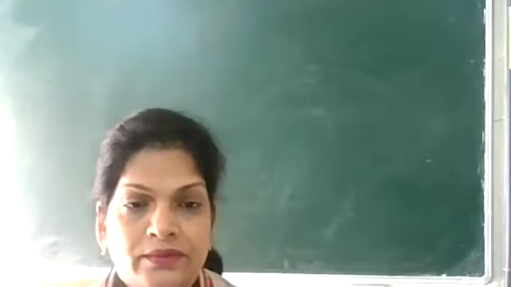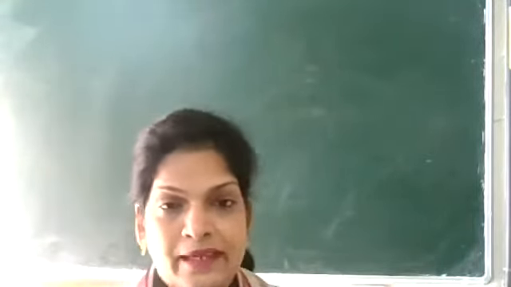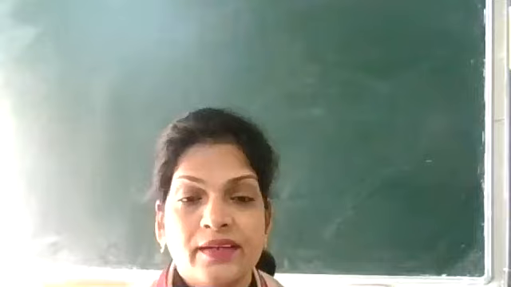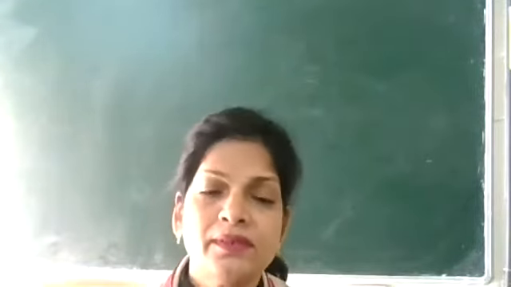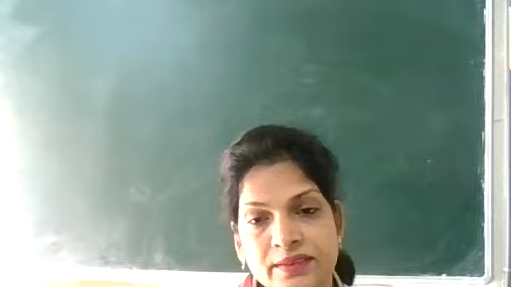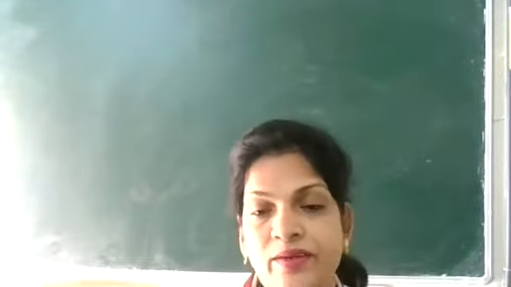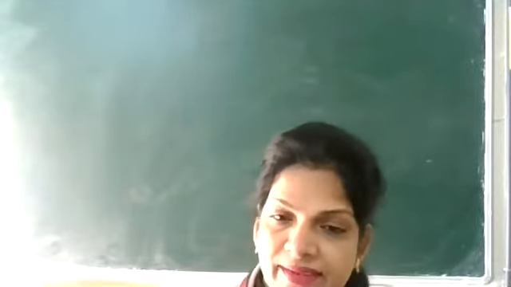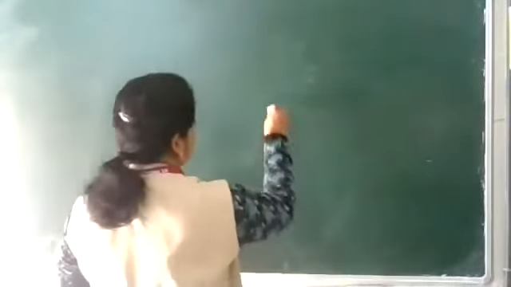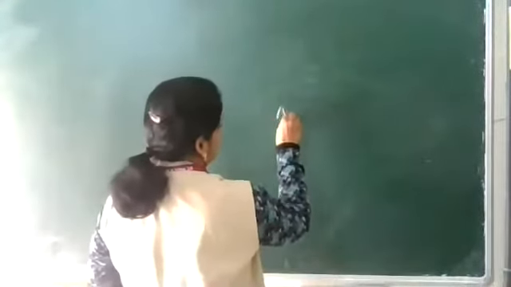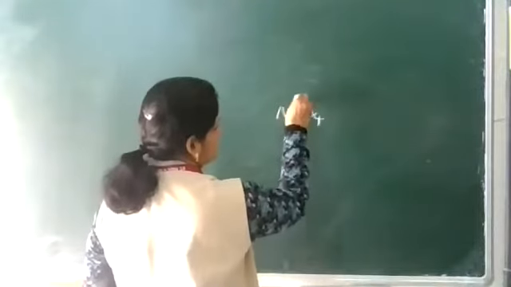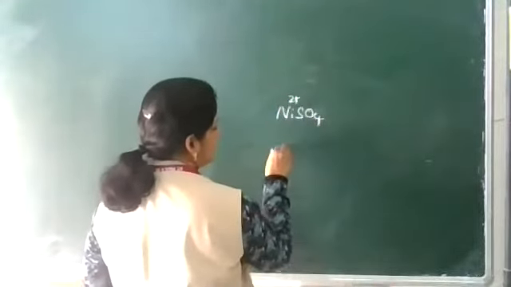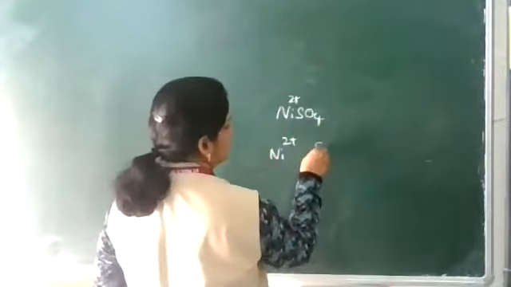Morning. Today we will see a little bit of practical analysis of simple salt. Simple salt means that it contains one acid radical and one basic radical, or we can say one cation and one anion. For example, you are supplied with a salt. The salt contains two parts: the positive part, that is Ni2+, and then SO4.